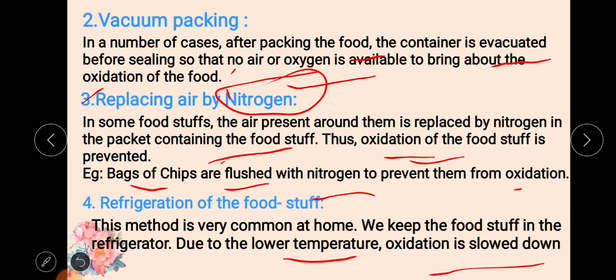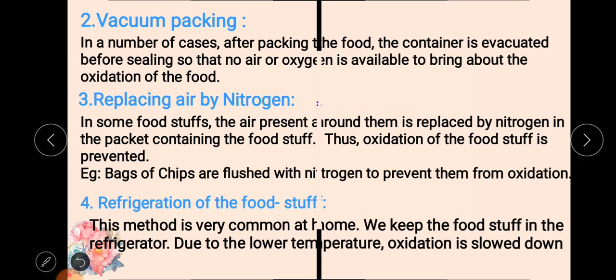Or even boiling, as you learnt in pasteurization in a previous class, where milk is boiled at 70 to 75 degrees Celsius for 15 seconds, and then suddenly chilled, which prevents bacteria from getting in. So those we learnt earlier. These are the methods to avoid rancidity.